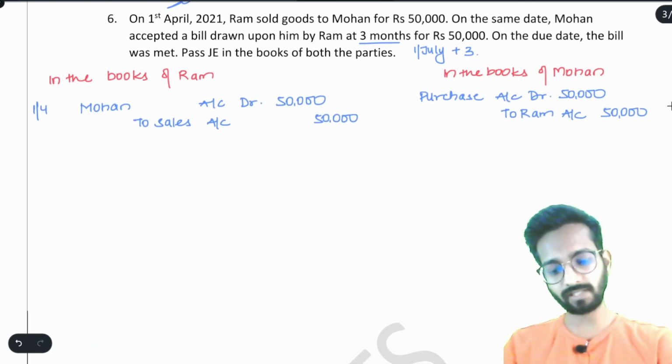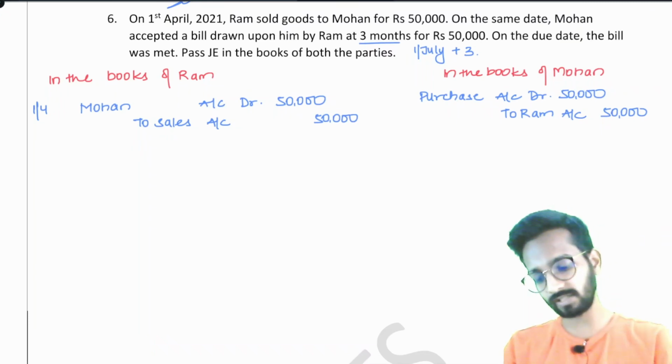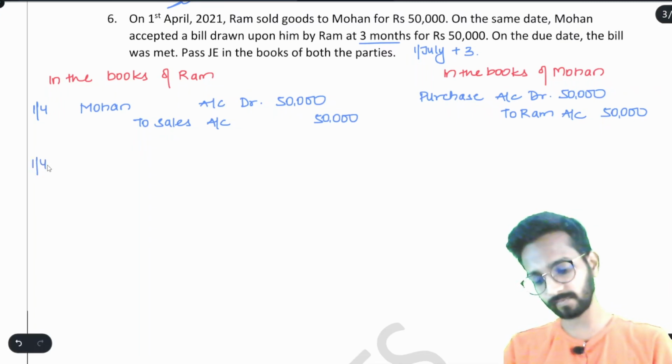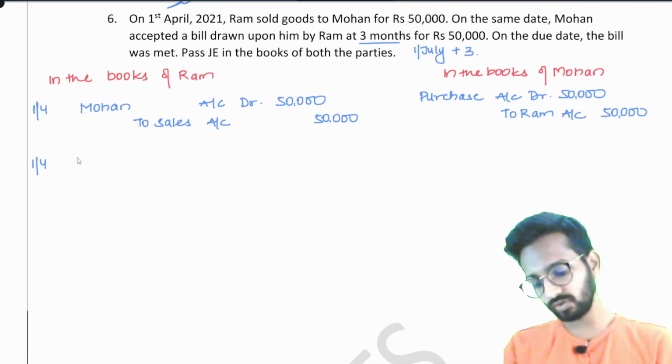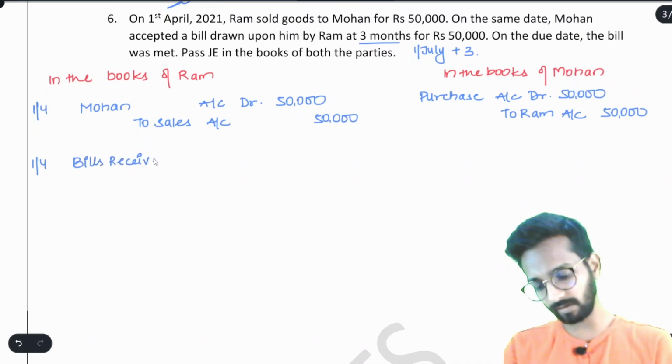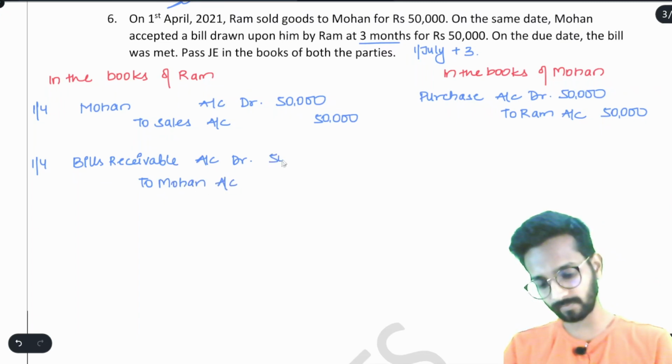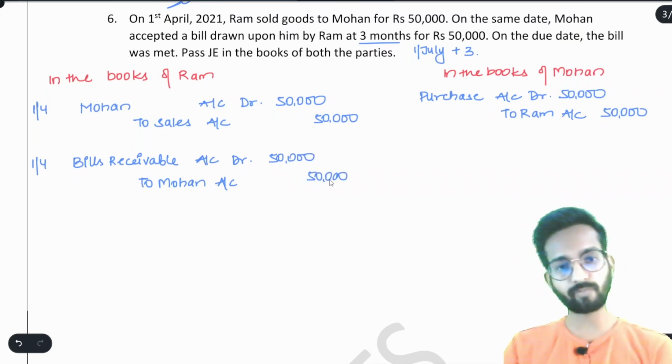Now what has happened? They are saying on the due date the bill was met, but before that, on the same date, Mohan accepted a bill. Now Mohan accepted the bill on the same date, so again on the 1st April what will we write? What Ram has got from Mohan: Mohan signed the document and gave it to Ram, so Ram will write bills receivable account debit, from whom he has received, from Mohan, so to Mohan account 50,000, 50,000.